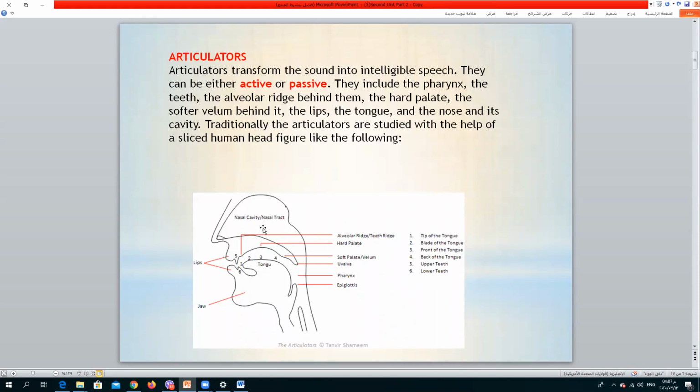Here we see the nasal cavity, sometimes called the nasal tract, as opposed to the vocal tract, which has the alveolar ridge, the hard palate, the soft palate, sometimes called velum, and uvula, pharynx, epiglottis, upper teeth, lower teeth, and jaw, and we have the tip, blade, front, and the back of the tongue.